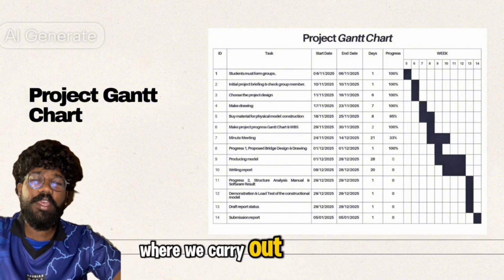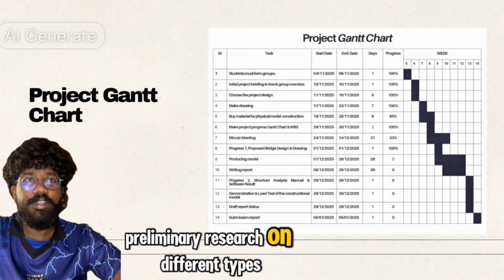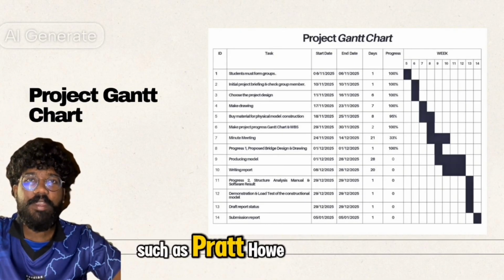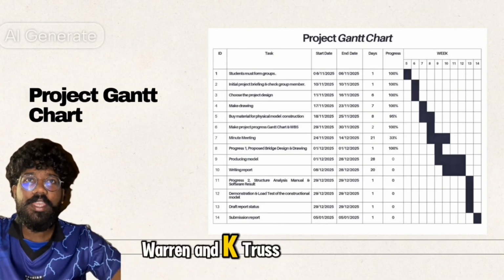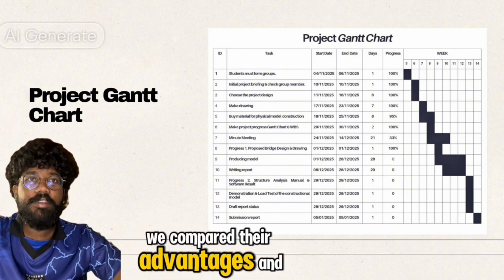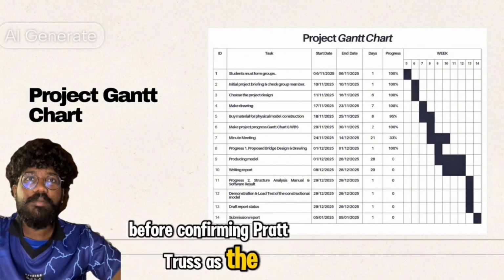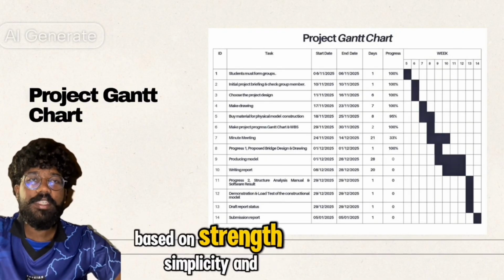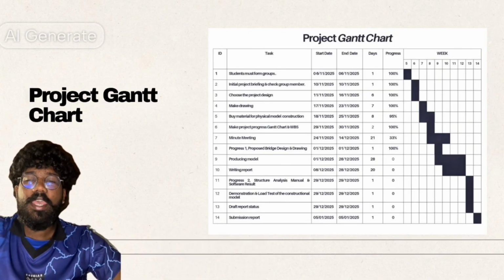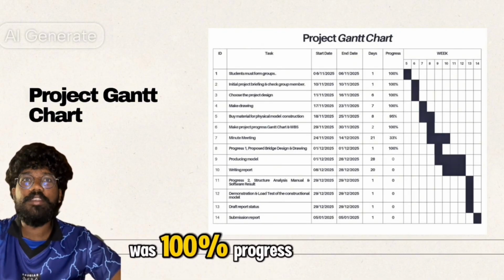Following up on week 6, it was an initial research and concept study where we carried out preliminary research on different types of trusses such as Pratt, Howe, Warren and K-Truss. We compared their advantages and weaknesses before confirming Pratt Truss as the most suitable design based on strength, simplicity and stability, and for week 6, it was 100% progress.